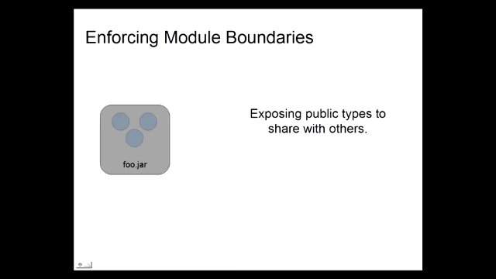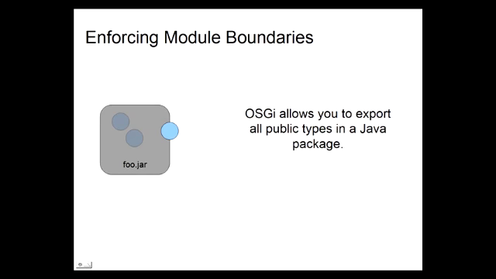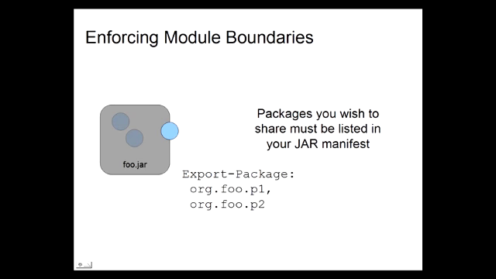So first let's talk about how you expose public types to share with others. OSGi allows you to export all public types that are in a particular package. And the way this is done is through the Export-Package header that is contained in the jar manifest. So in this particular example, I show an Export-Package header that is exporting the org.foo.p1 and org.foo.p2 packages.